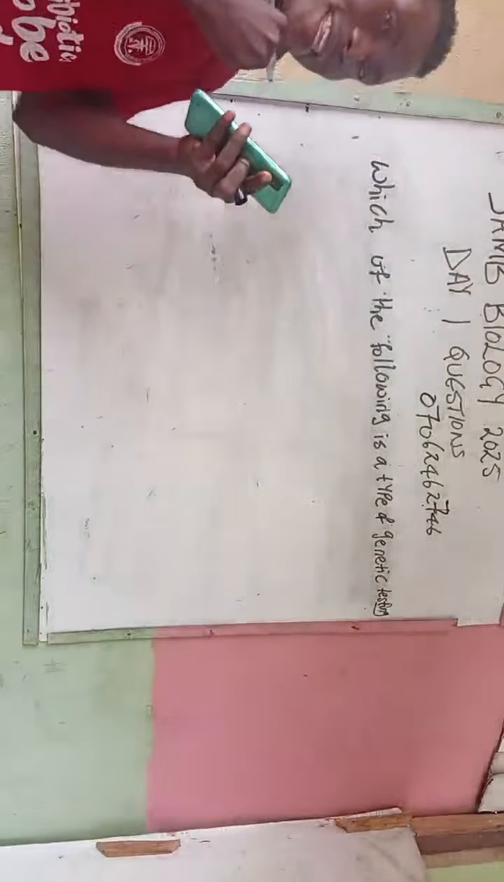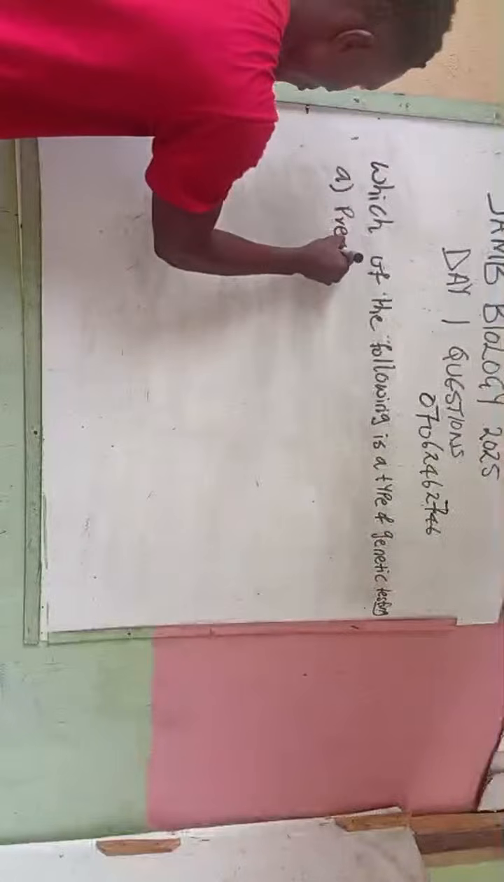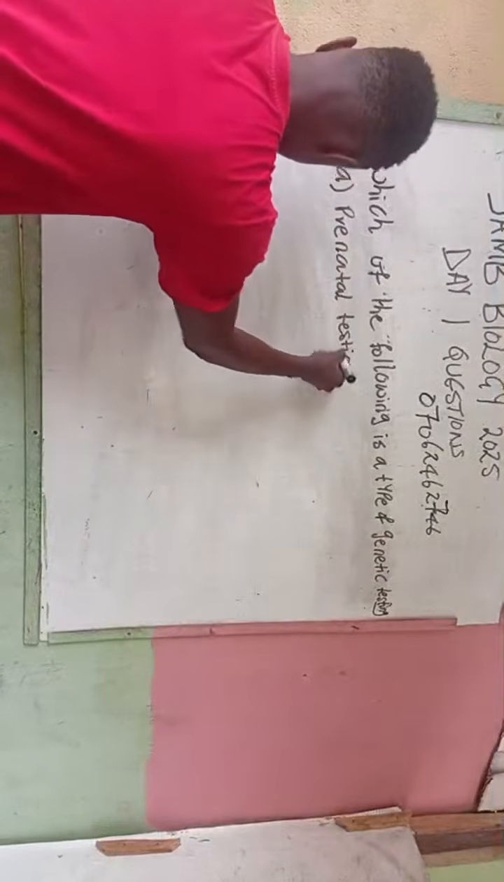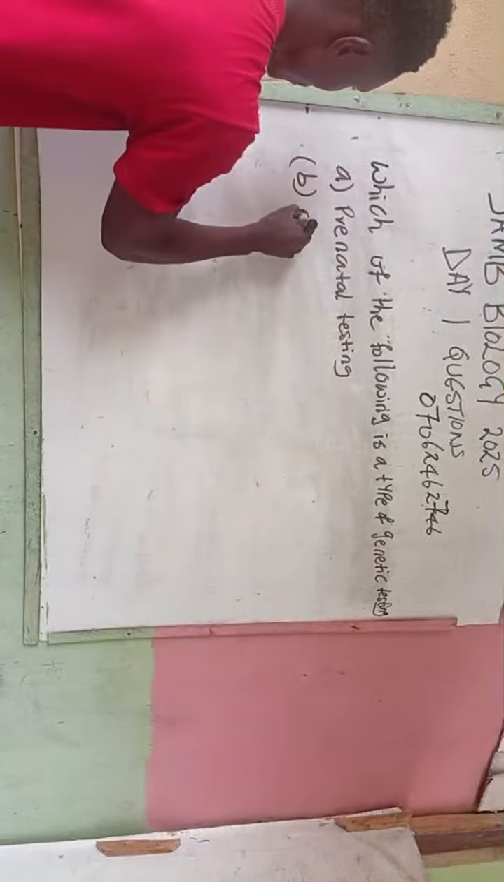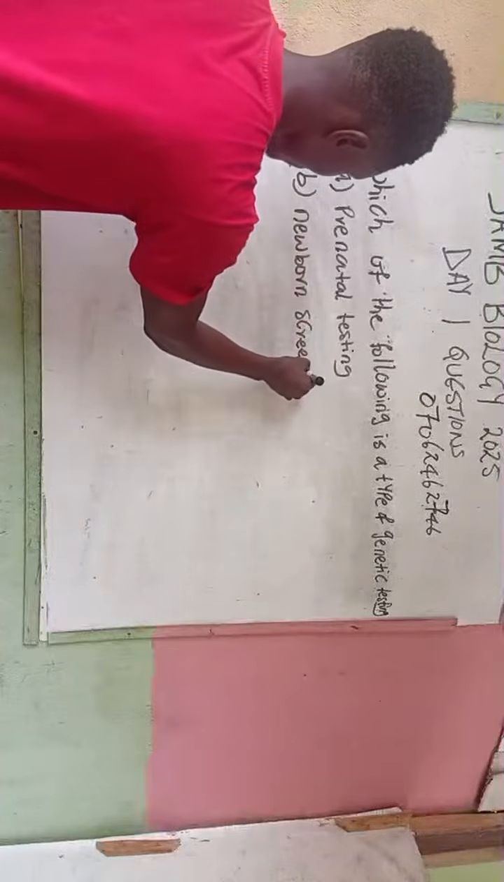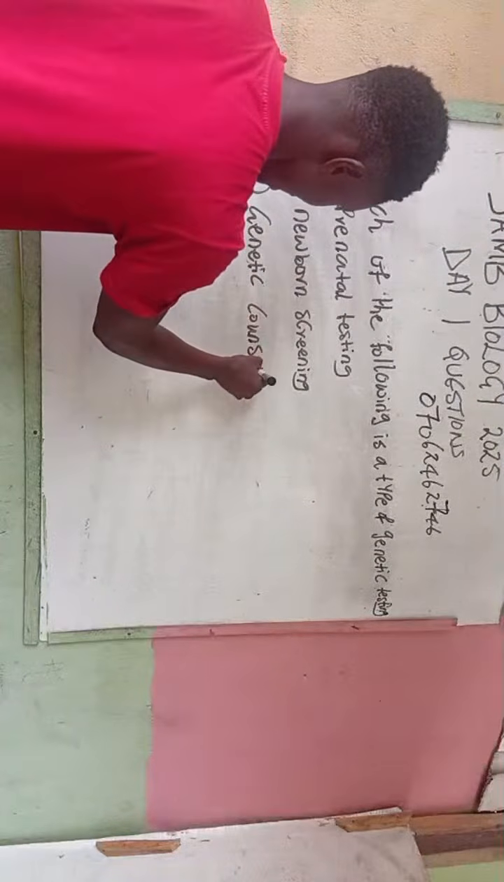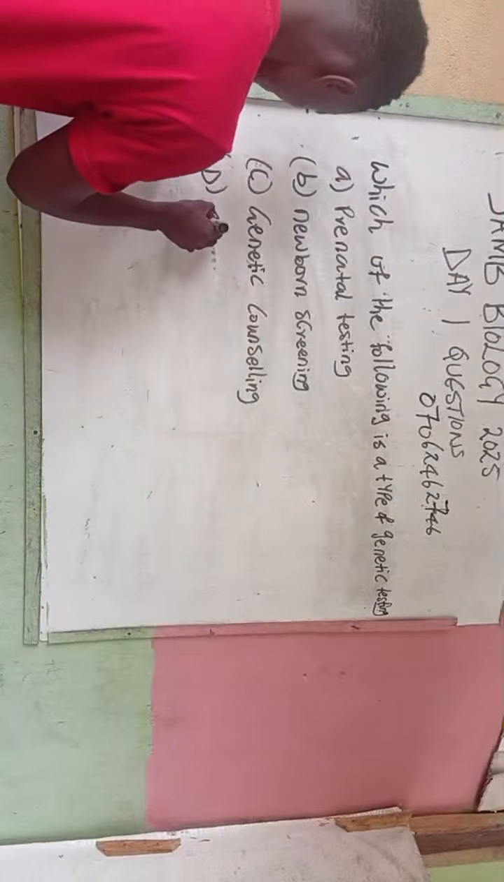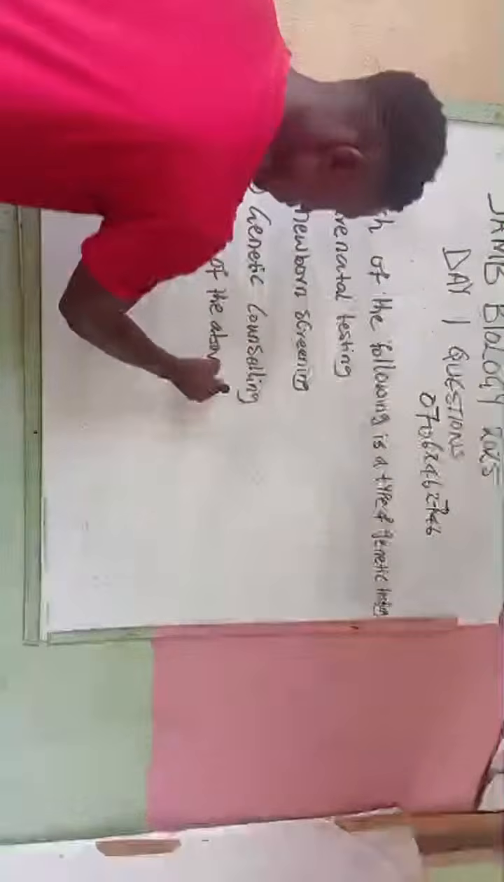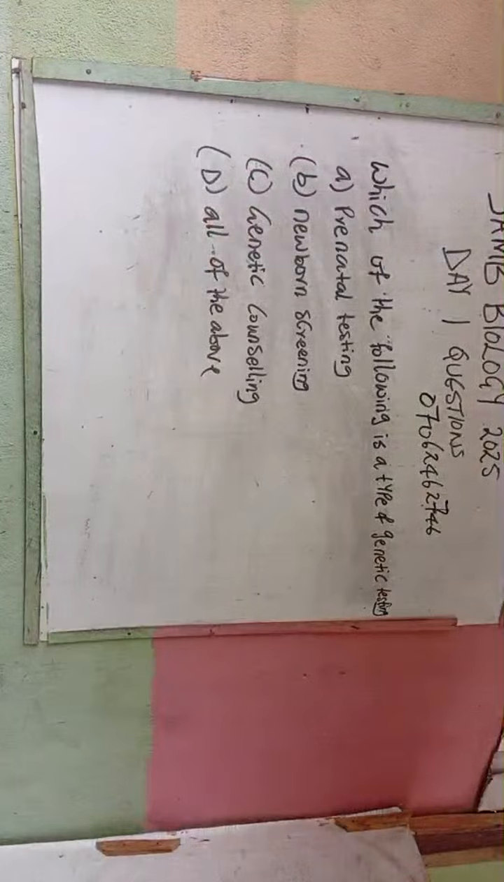We have A, prenatal testing. We have B, newborn screening. We have C, genetic counseling. And D, all of the above. Which of these is a type of genetic testing? Let me see this picture. We have A, prenatal testing, B, newborn screening, C, genetic counseling, and D, all of the above.